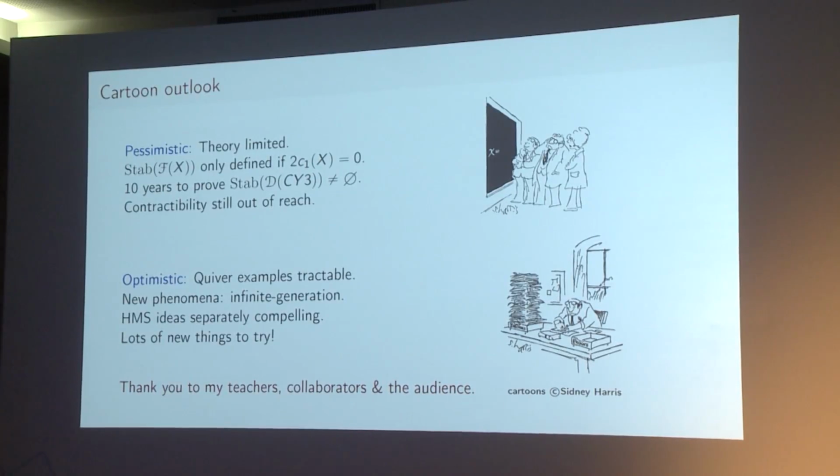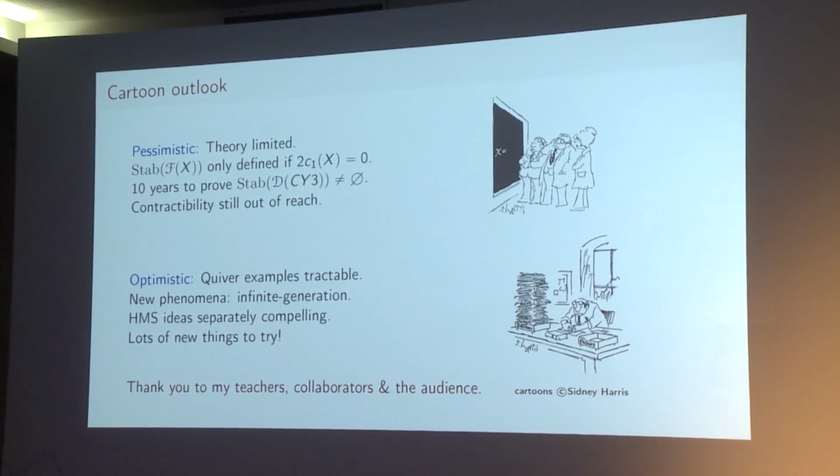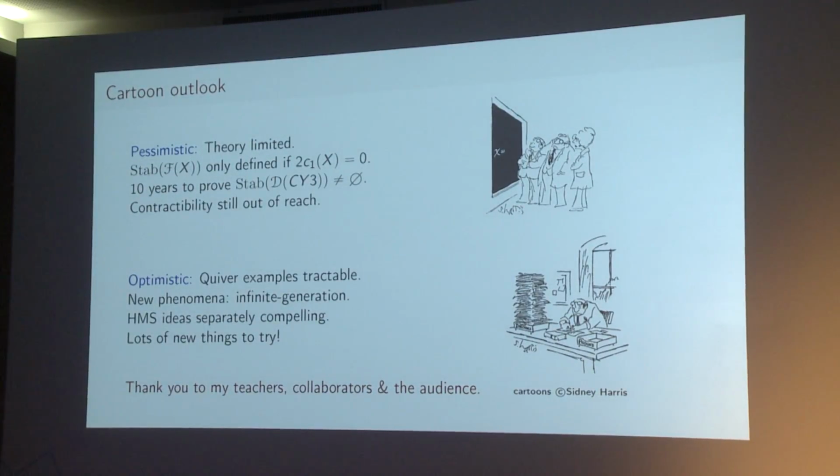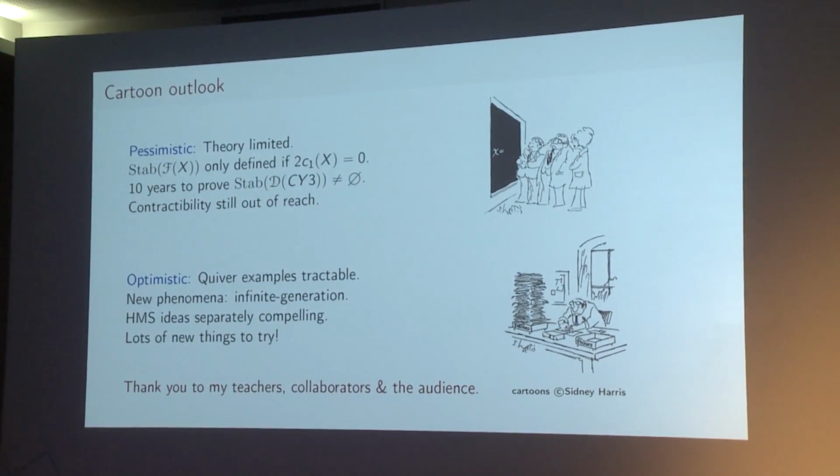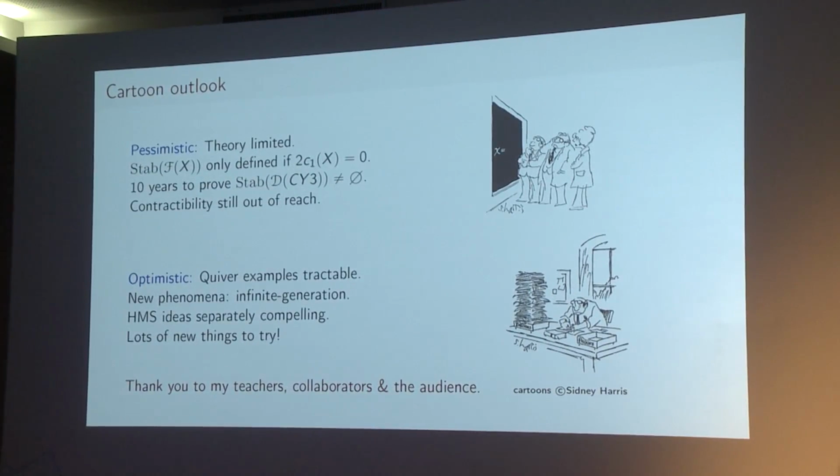But nonetheless, there are enough tractable examples to have given us some new phenomena, and there seem to be many new things that one can try. So I think this is quite an exciting time to think about this circle of ideas. In particular, thinking about stability conditions is often bound up with thinking about mirror symmetry, and that's a separately compelling endeavor. Okay, so thank you for your attention.